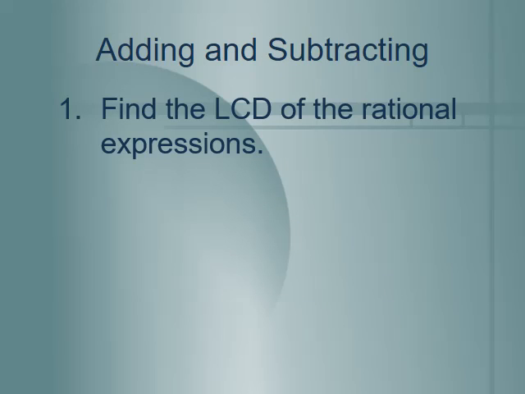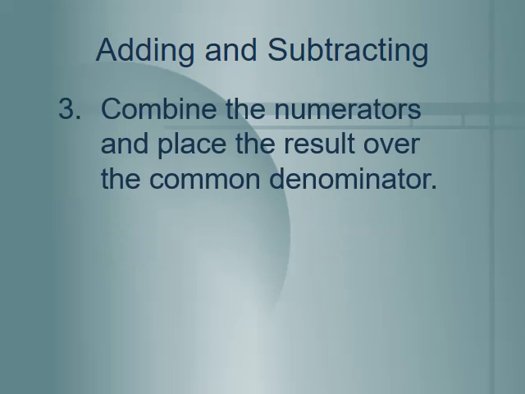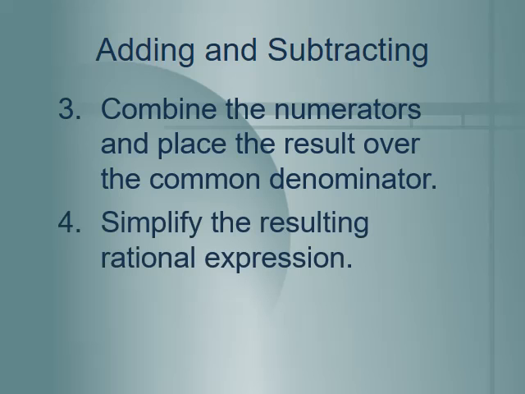So when we're adding and subtracting, let's just recap. We first find the least common denominator of the rational expressions. We make equivalent expressions by multiplying the numerator by the same thing we had to multiply the denominator by. And then we combine the numerators and put them over the common denominator and simplify the rational expression by either canceling or reducing.